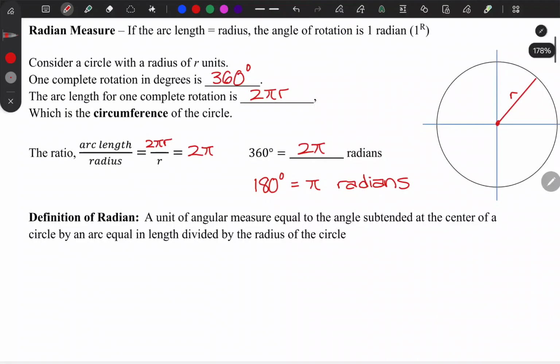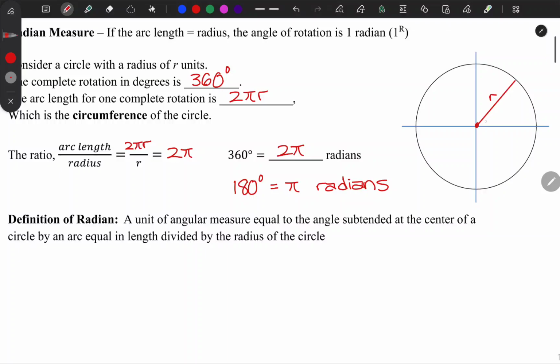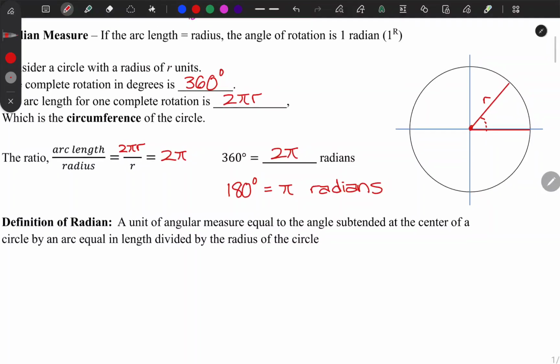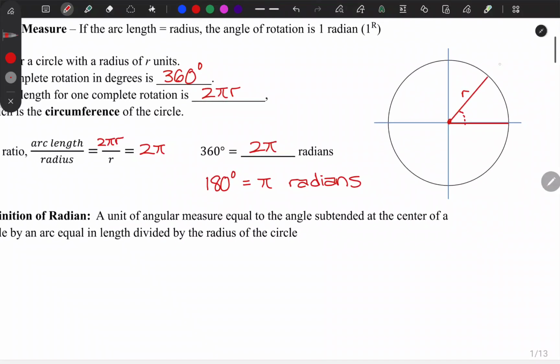The official definition of a radian is a unit of angular measure equal to the angle subtended at the center of a circle. So let's say if we go from here to there, it's talking about this angle here, by an arc length divided by the radius of the circle. This would give us this arc length here divided by the radius. The arc length is a fraction of 2 pi r, and we divide by r, so we get a fraction of 2 pi based on the angle.